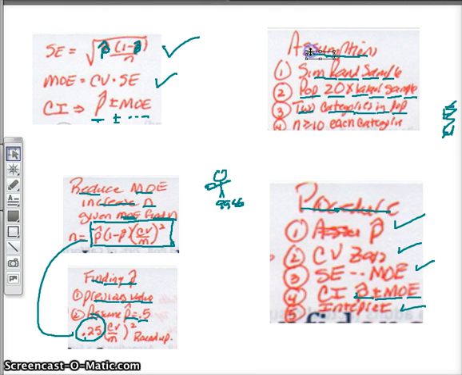Let's go back over here to the assumptions. We're assuming that there's a random sample. We're assuming that the population is 20 times the sample. That's important. We're assuming there's only two categories. You're in favor of Mike Huckabee or you're not in favor of Mike Huckabee. And then n is greater than or equal to 10 for each of the categories. That's important to remember as well.